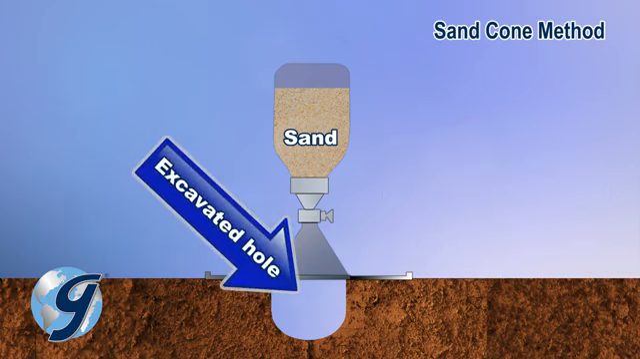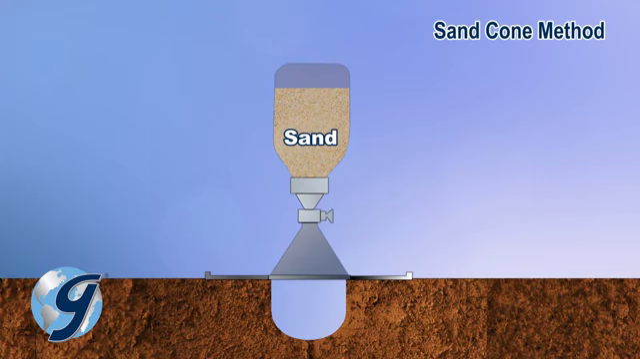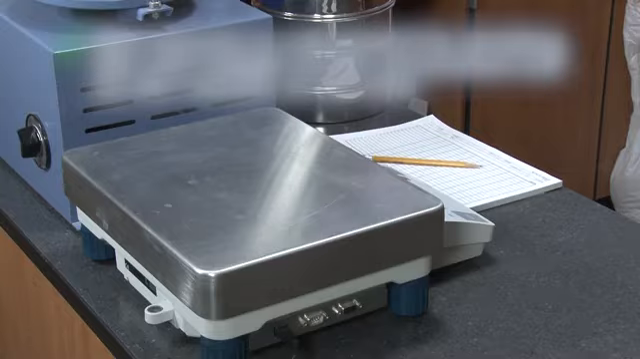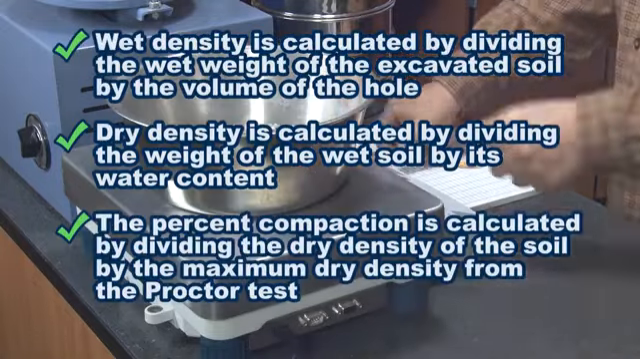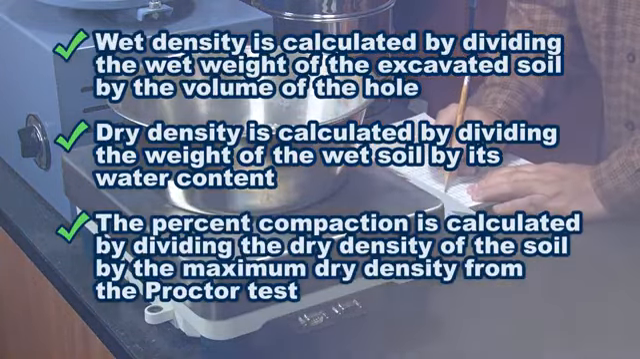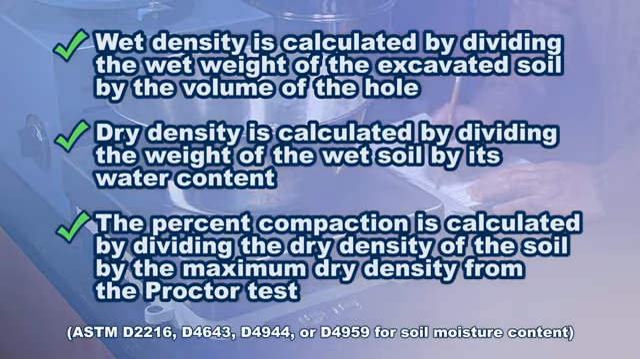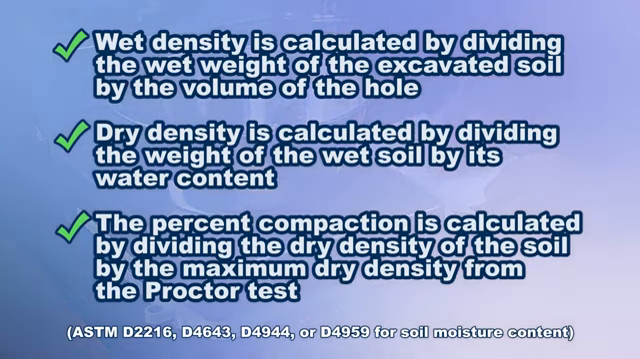A small hole is excavated on site, and the sand cone apparatus is placed onto its base plate and over the hole. The stopcock is opened to allow the sand to fill the hole. The excavated soil and the apparatus with the remaining sand are collected, recorded, and calculated using the appropriate ASTM test specifications for a specified density or percent of maximum density.